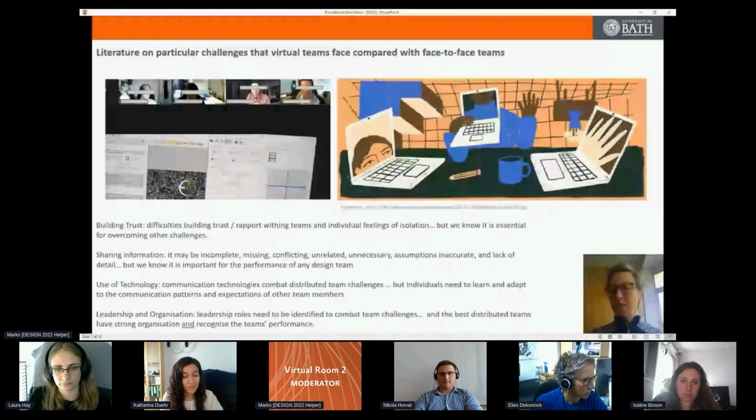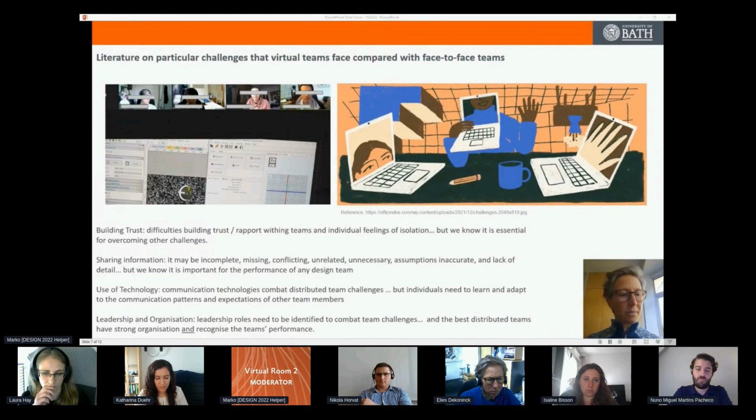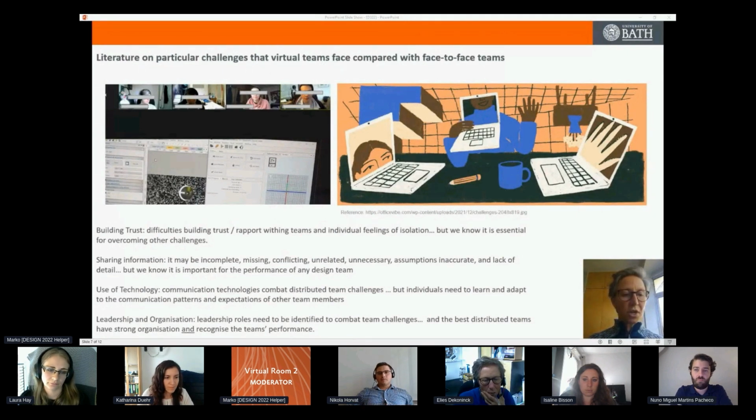So the first thing we did was search the literature on the challenges that affect virtual design teams compared to face-to-face teams. And those really fell under the four most important themes: building trust, sharing information, use of technology, leadership, and organization. So, for example, by studying the literature on technology, we found that communication technologies do combat distributed design team challenges. However, they only work if individuals learn to adapt to those communication patterns needed and the expectations of other team members.